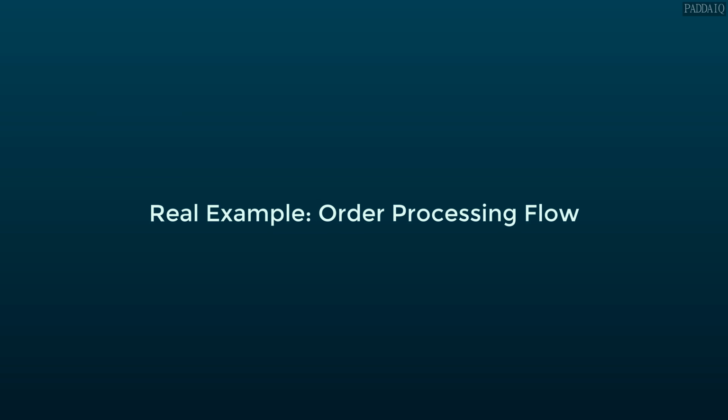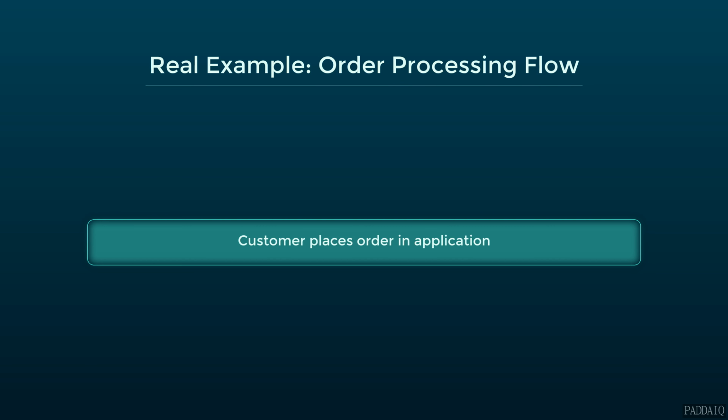Real example: order processing flow. Customer places order in application. This means a user enters their purchase details into the system. For example, a shopper selects a book online and clicks Buy Now to submit their request. This initial action is the essential first step that triggers the entire automated workflow.